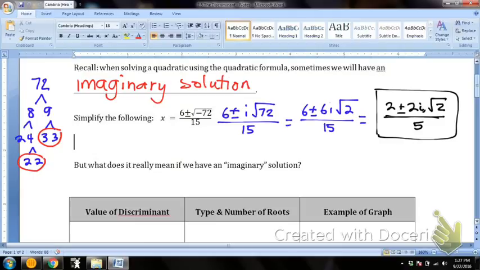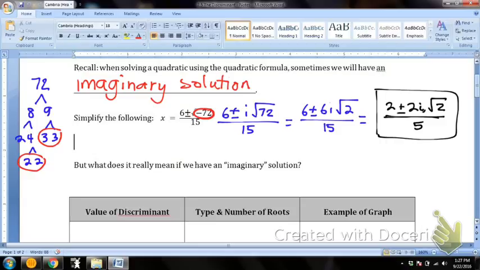Okay, so what does this actually mean, though, when we have an imaginary solution? Why do we even use i? What's the point of using i? That is a great question. If we know what's happening underneath the radical, I can tell you what the graph is going to look like. If I get a negative underneath there, then that means that my graph is going to be doing something a little bit different.